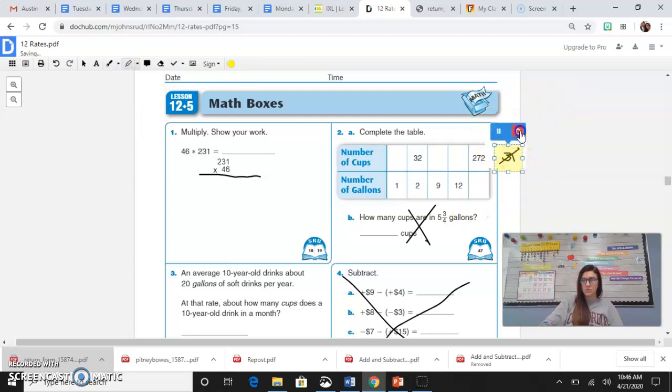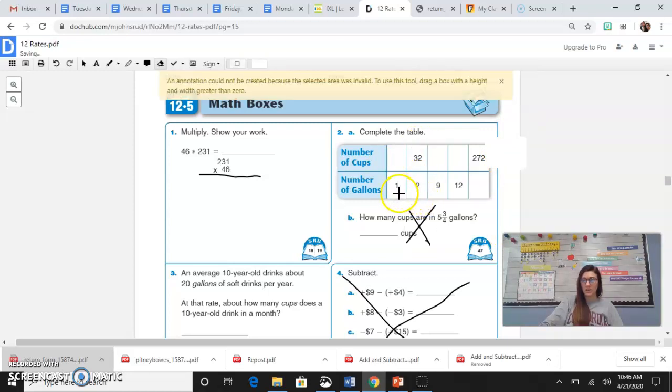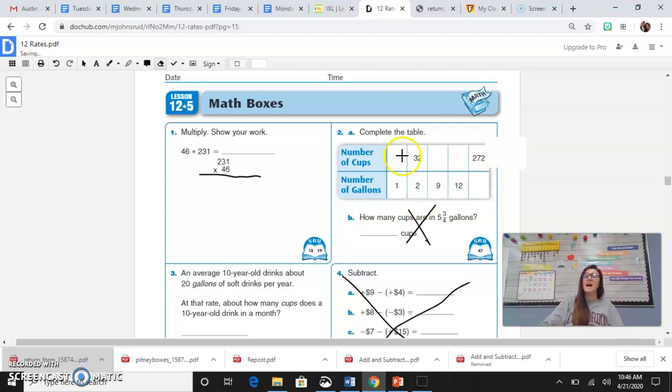let me try to delete this here a second. White out, there we go. You're going to take 32 divided by 2, and then whatever you get for that answer, you're going to take 1 times that number, 9 times that number, 12 times that number, whatever 32 divided by 2 is. Then for this last one, you're going to take this number divided by whatever 32 divided by 2 is, and that will give you your answer here.